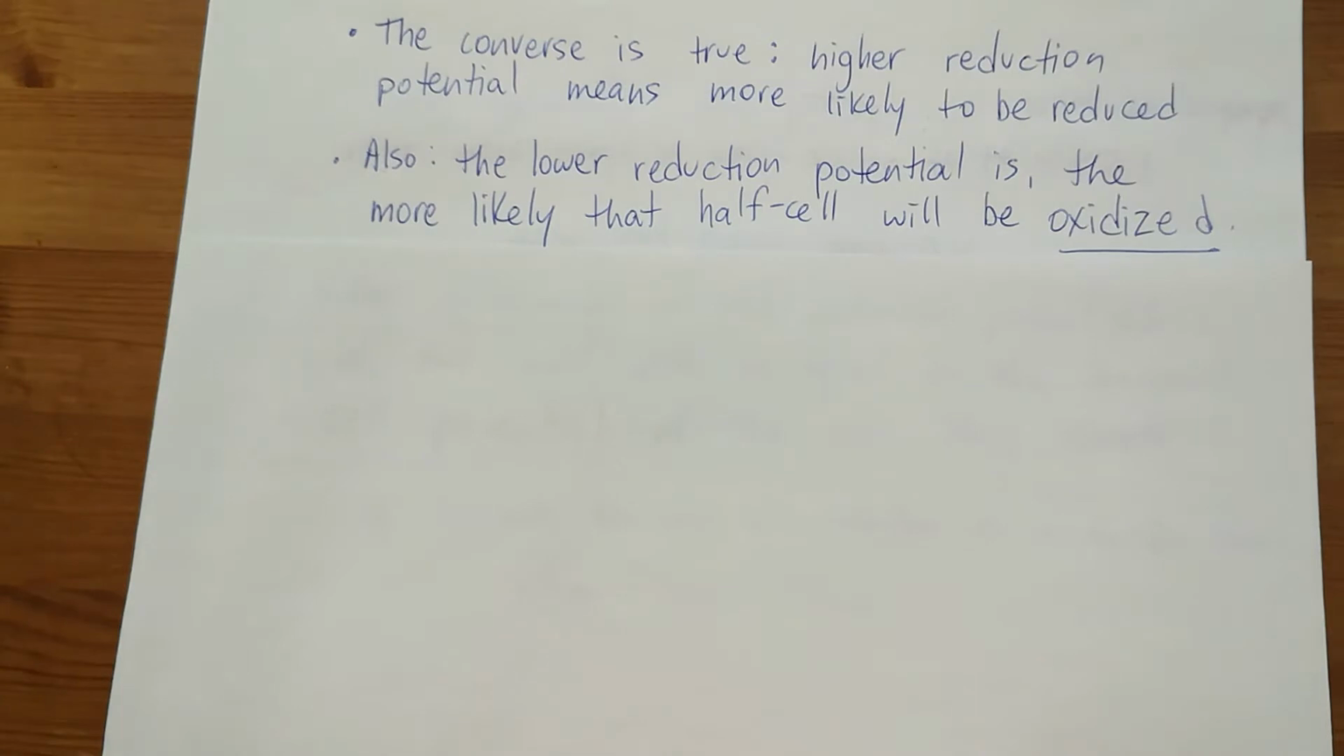All right, if you connect two half cells, the higher reduction potential is the one that's going to be reduced. The lower reduction potential is going to be the one that's oxidized. But we already know that based on SOA above an SRA, which one gets reduced, which one gets oxidized.